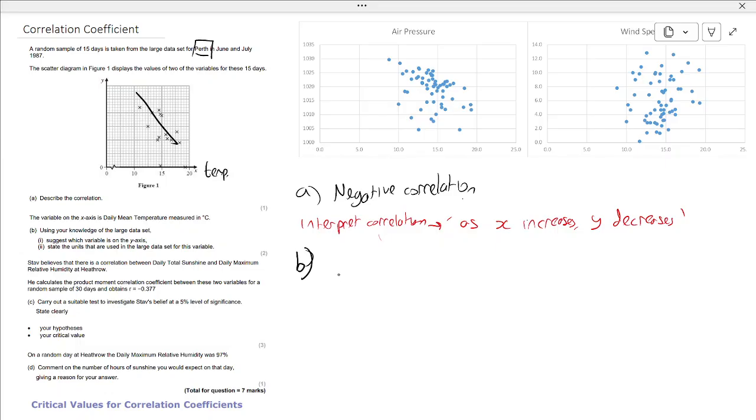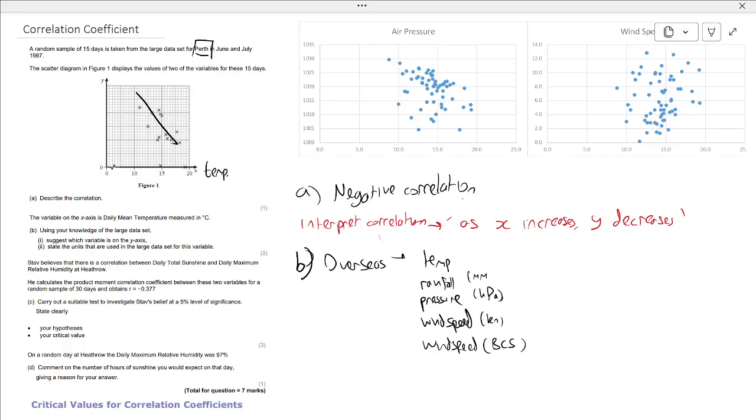Okay, so we have for overseas, I'll write them down. We have the temperature, we have the rainfall, with the air pressure, and then there's only two more. One of them is wind speed, which is given in knots, and the other is wind speed with the conversion scale, the Beaufort conversion scale. It's actually the same variable, just measured in different ways. So really, let's put the units on here.